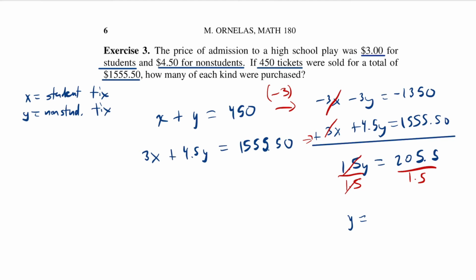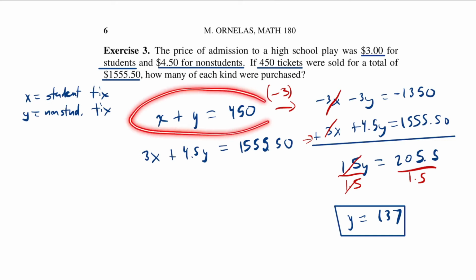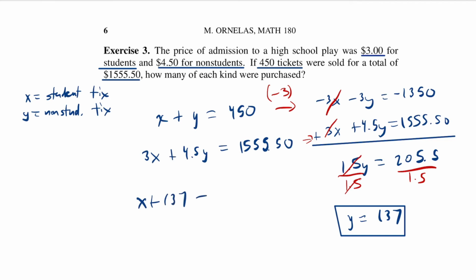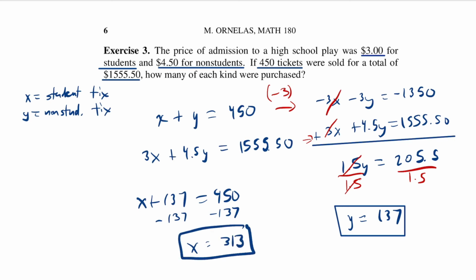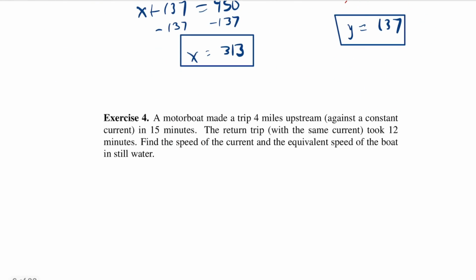Now we have to figure out how many student tickets were sold. I would recommend the top equation. Substitute 137 for y. Subtract that from both sides. X will be 313. All right, so that's the number of tickets that were sold of each type. Student, non-student.